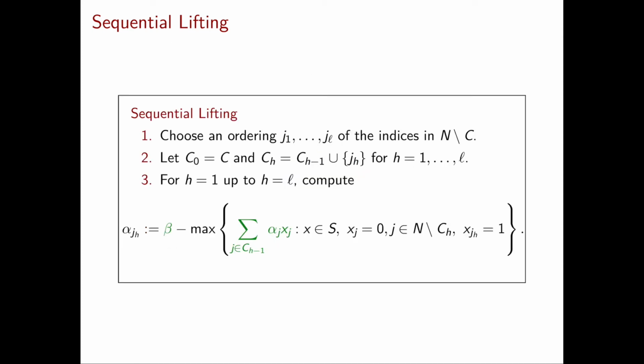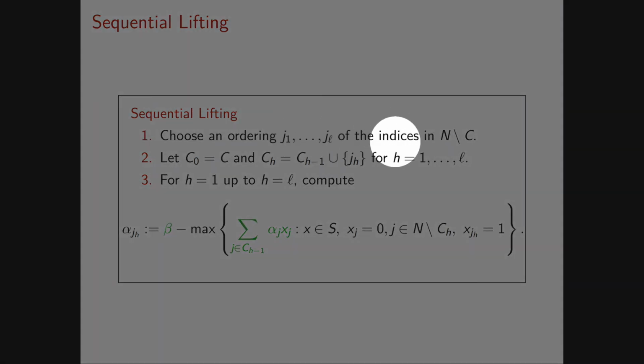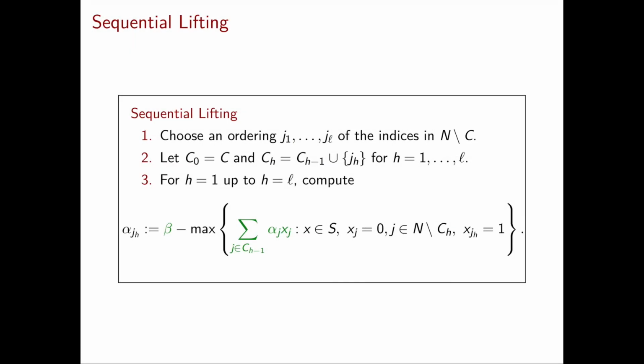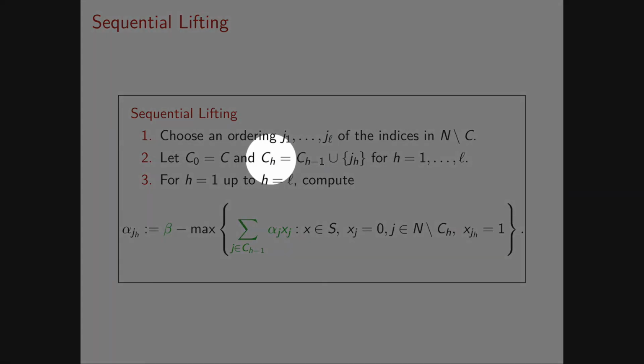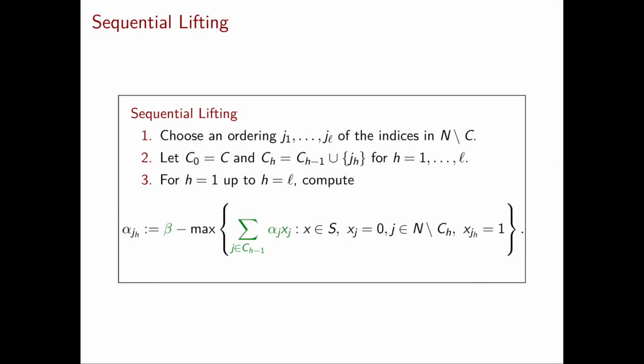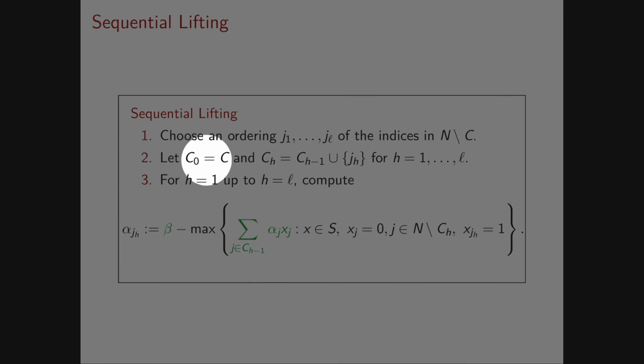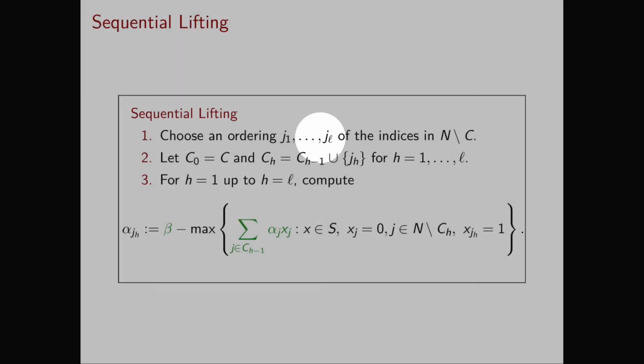So in sequential lifting, the first step consists in choosing an ordering of all the indices that we have to lift, those in N minus C. Next, it will be useful to define the sets Ch such that at iteration h, Ch contains the indices of the variables that appear in the inequality. So at the beginning, or the 0th iteration, we have C0 equal to C, and then one by one we add the jh in exactly the order that we pick them.